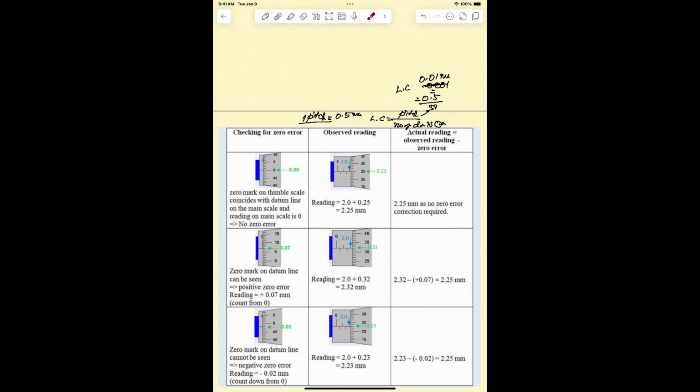with the zero of the main scale. Therefore, the head scale is neither advanced after zero nor before zero. It is exactly coinciding with the zero of the main scale. Therefore, there is no zero error in this case.